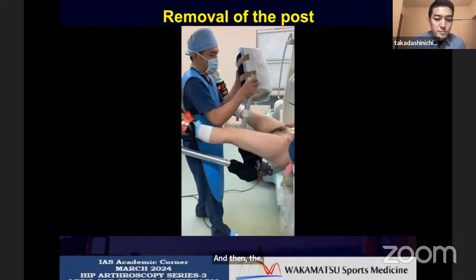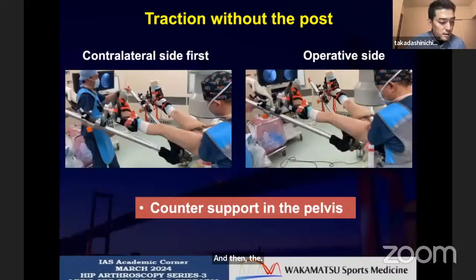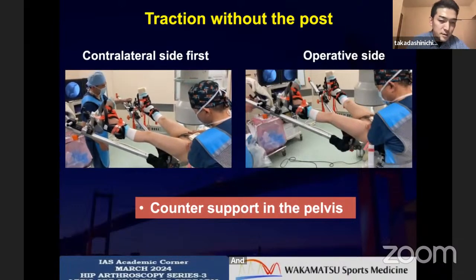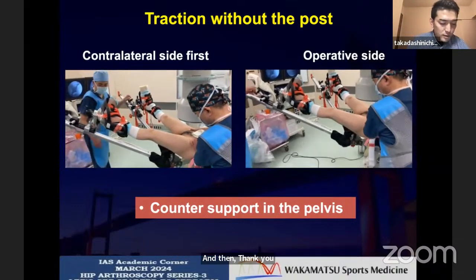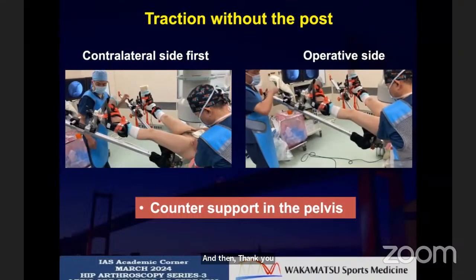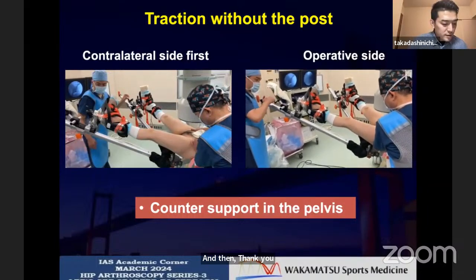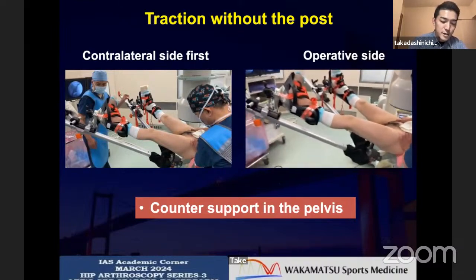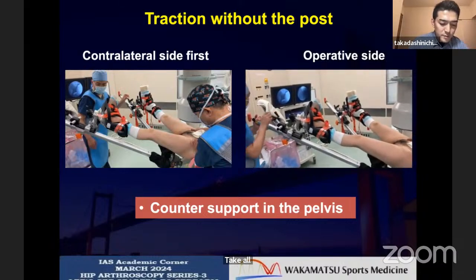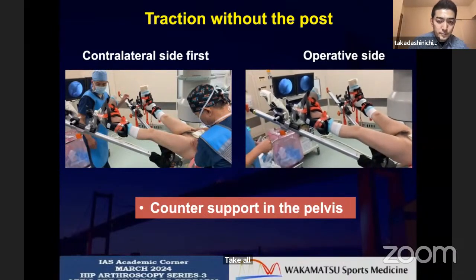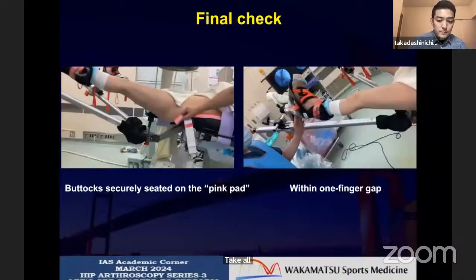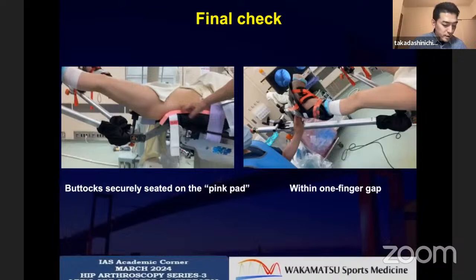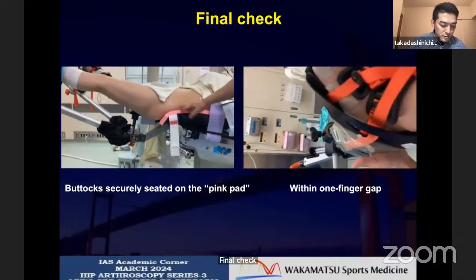Next, remove the perineal post, and then apply traction with the outside. Contralateral side first. Then the operative side traction. Finally, we confirm sufficient traction by fluoroscopy. During this procedure, counter support of the pelvis is necessary. Final check: we check that the impact is securely seated, and that the gap between the foot and the sole is within one finger.